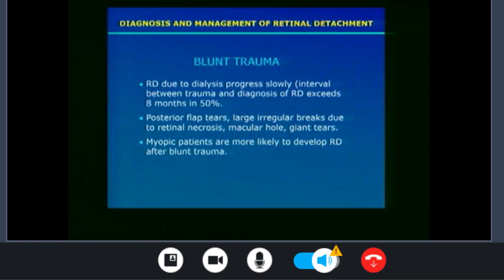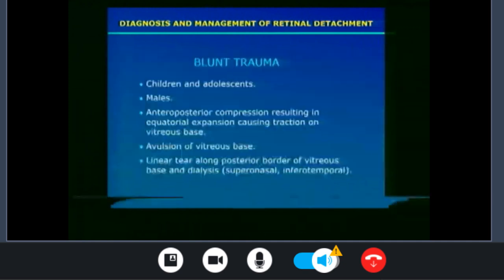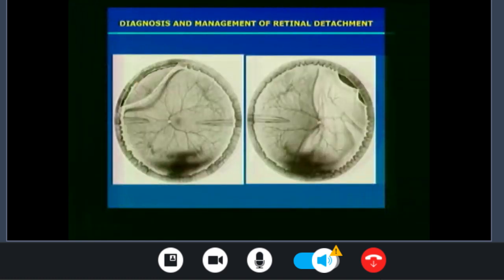Patients usually present with multiple demarcation lines, sometimes retinal cysts. But the anatomic prognosis for these cases is good. The dialysis usually develops supranasally and infratemporally, traumatic dialysis.